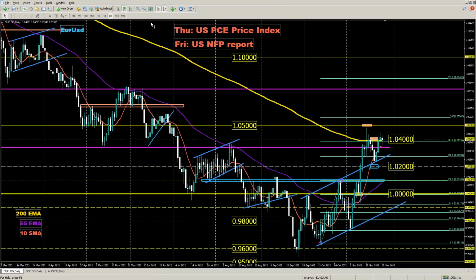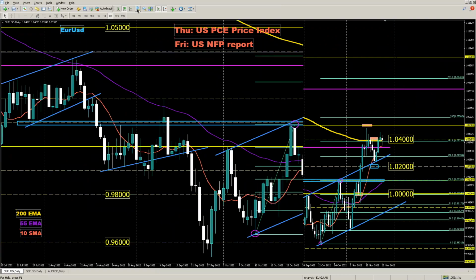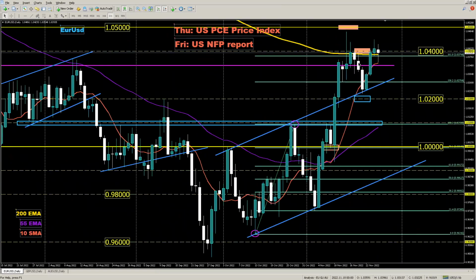Let's look at the Euro first, with an up and down week, initially dipping lower right to test the upper channel trend line that we were expecting, and then a strong bounce off it and back up into the resistance zone at the 104, closing just around the 104 round figure for the week.